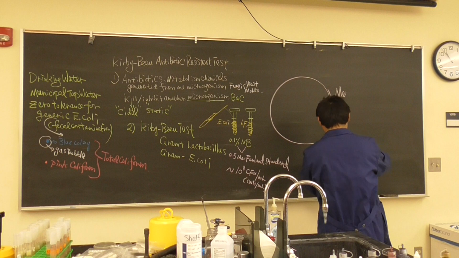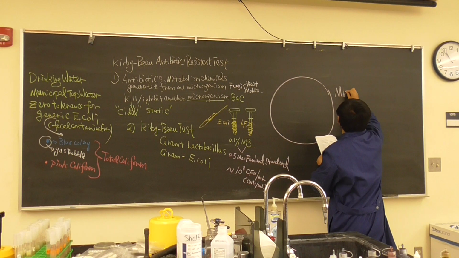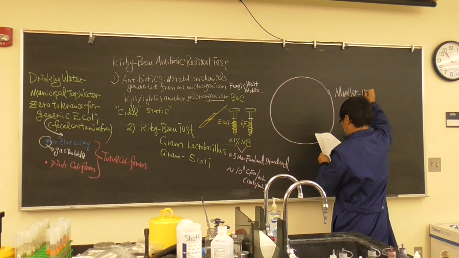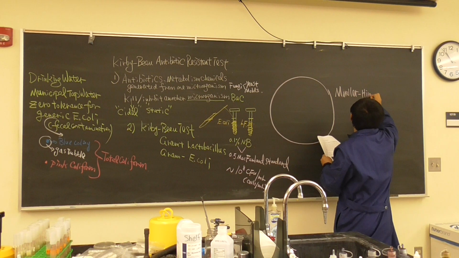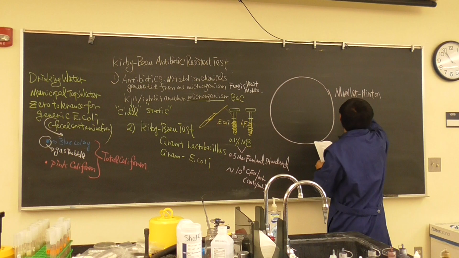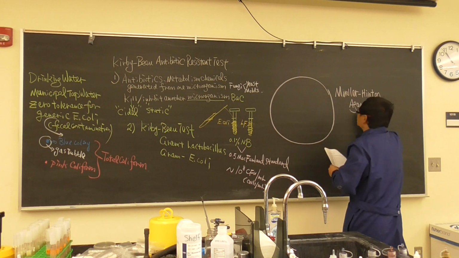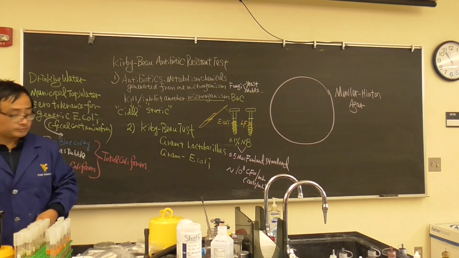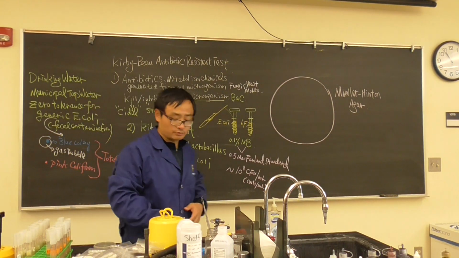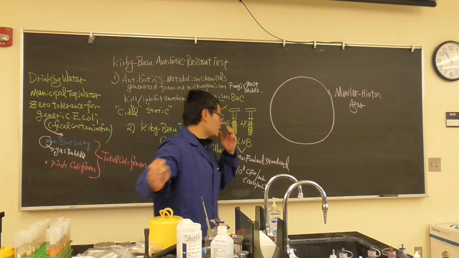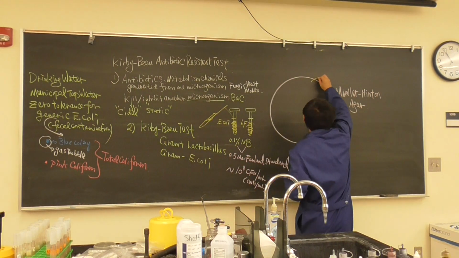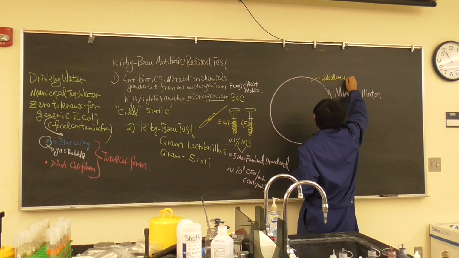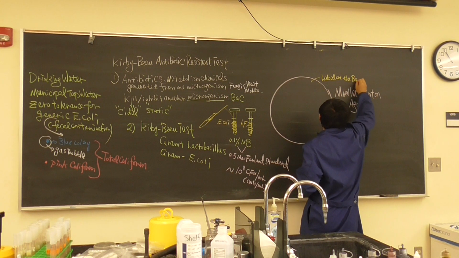M-U-E-L-L-E-R, Mueller Hinton agar. This is a very special agar for antibiotic resistance. Once you have this agar ready, what do you do? The same thing, at the back you have to label. So label your information at the back.